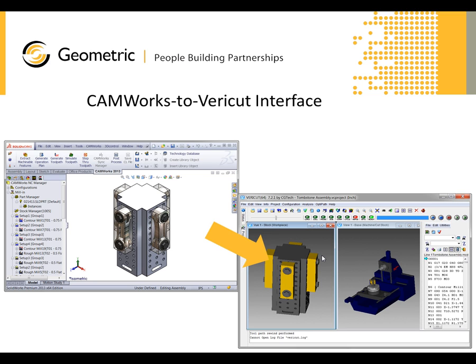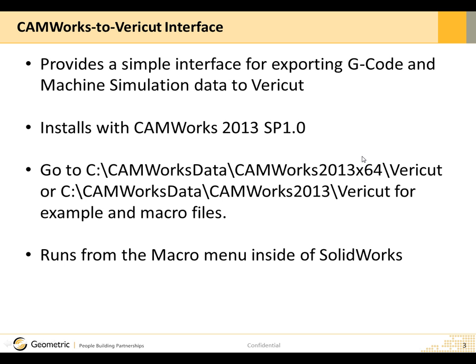In this demo, I will cover the new CAMWorks-to-VeriCut interface. The CAMWorks-to-VeriCut interface is a simple tool for current VeriCut users to automatically import G-code, stock, fixtures, and other information from CAMWorks into VeriCut. The CAMWorks-to-VeriCut interface is available starting in CAMWorks 2013 Service Pack 1.